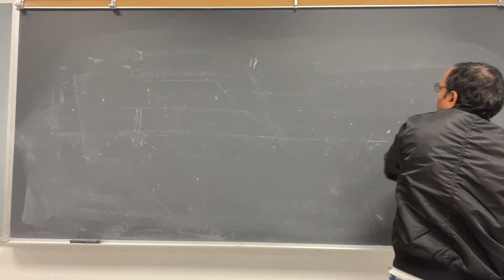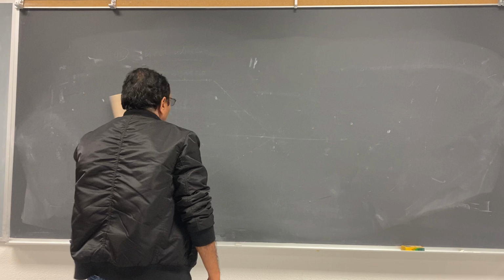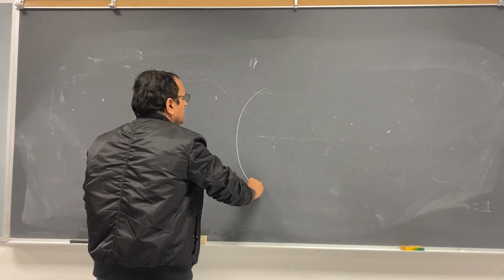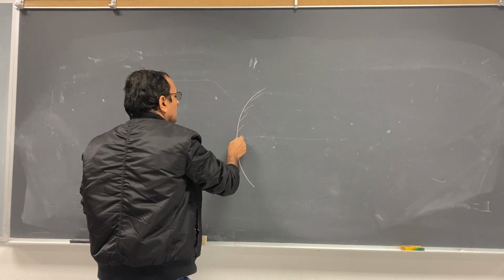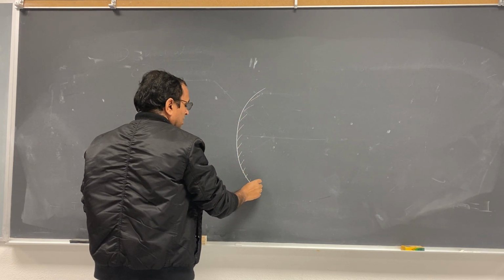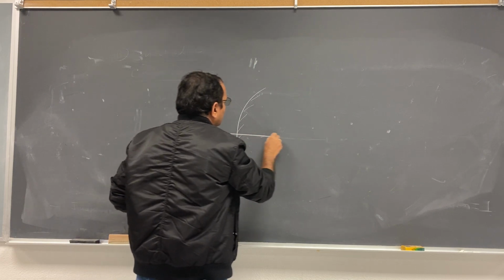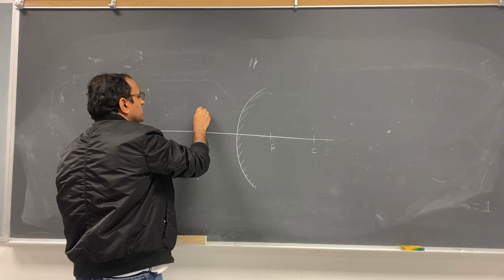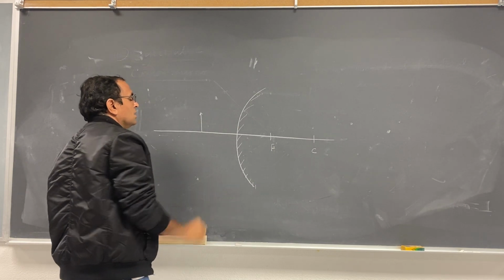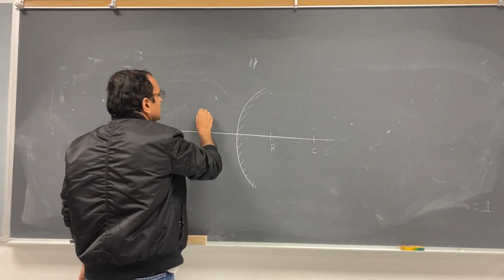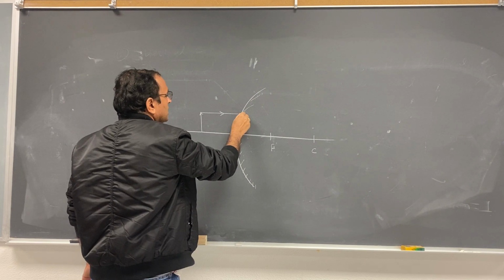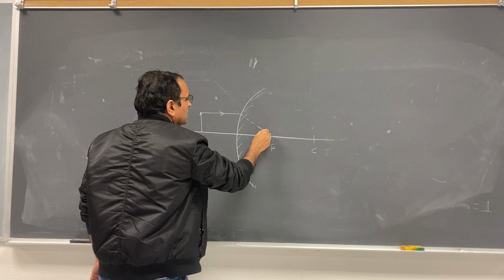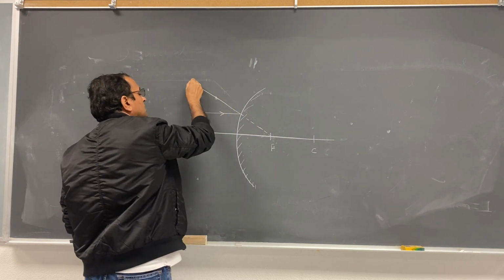In the case of a convex mirror, we don't have too many cases. If you want to draw another one, let us suppose a second case. Here you have F, here you have C, and you keep the object right there, now close to the mirror. You do the same thing: take a ray parallel to the principal axis, then after reflection it goes like this.